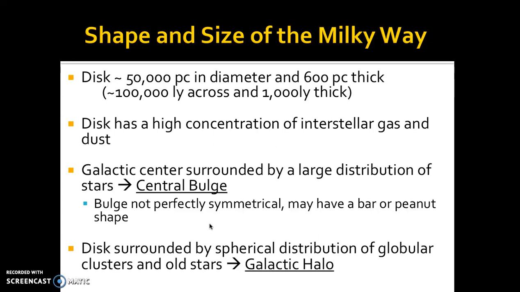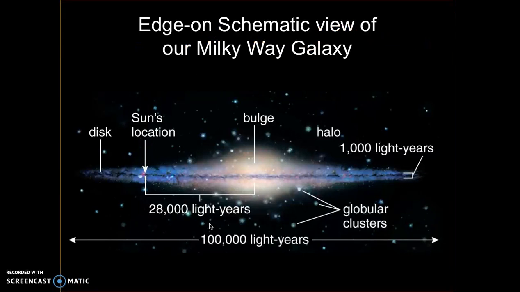In the galactic center, we have what we call the central bulge. The bulge is not perfectly symmetrical, and we think at this point it may have kind of a bar or peanut shape to it. Now, around the disk of our galaxy, we are surrounded by a spherical distribution of globular clusters and older stars in what we call the galactic halo. So let's take a look at what this looks like.